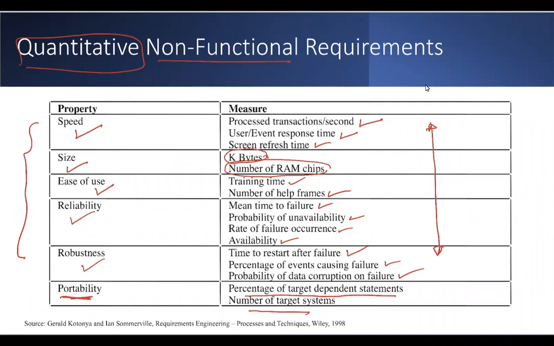All of these are numbers, so we can use those numbers to represent the non-functional requirements, including speed, size, ease of use, reliability, robustness, and portability. This is according to the definition by Kotonya and Sommerville in the Requirements Engineering: Processes and Techniques textbook, which was published in 1998.